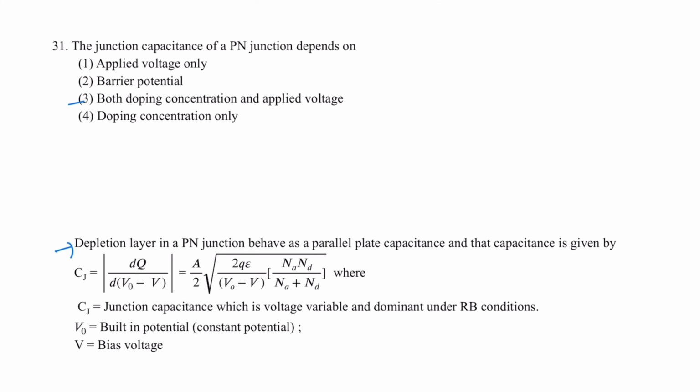The junction capacitance of PN junction diode depends on both doping concentrations Na and Nd as well as applied voltage V. Applied voltage V, Na and Nd. So correct option is 3. Next question.